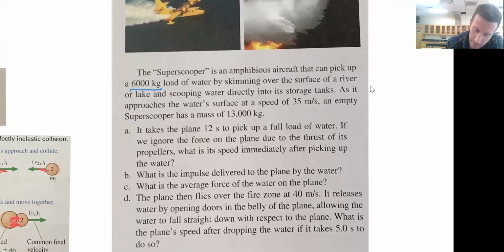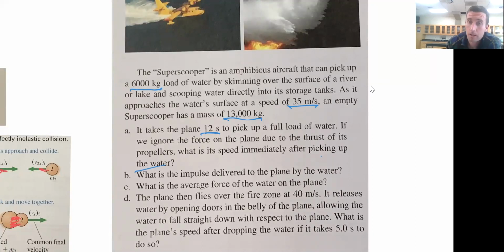The Super Scooper, that's a great name, is an amphibious aircraft that can pick up a 6,000 kilogram load of water by skimming over the surface of a river or lake and scooping water directly into its storage tanks. As it approaches the water's surface at a speed of 35 meters per second, an empty Super Scooper has a mass of 13,000 kilograms. It takes the plane 12 seconds to pick up a full load of water. If we ignore the force on the plane due to the thrust of its propellers, what is its speed immediately after picking up the water?